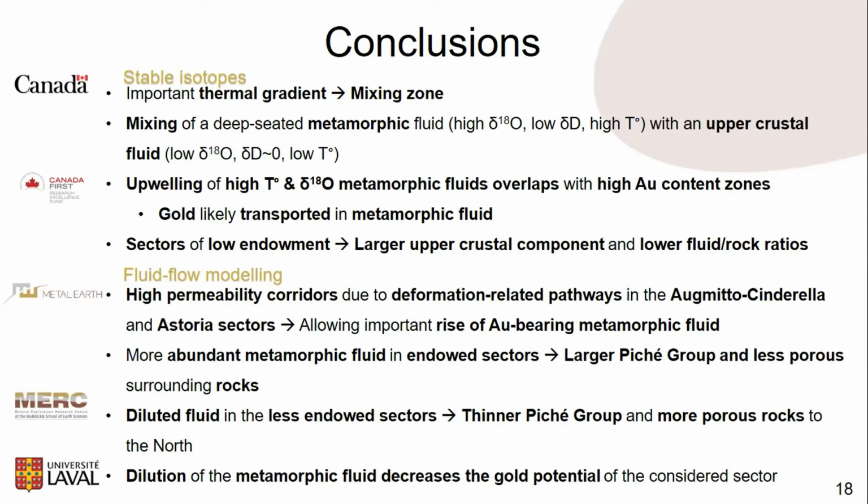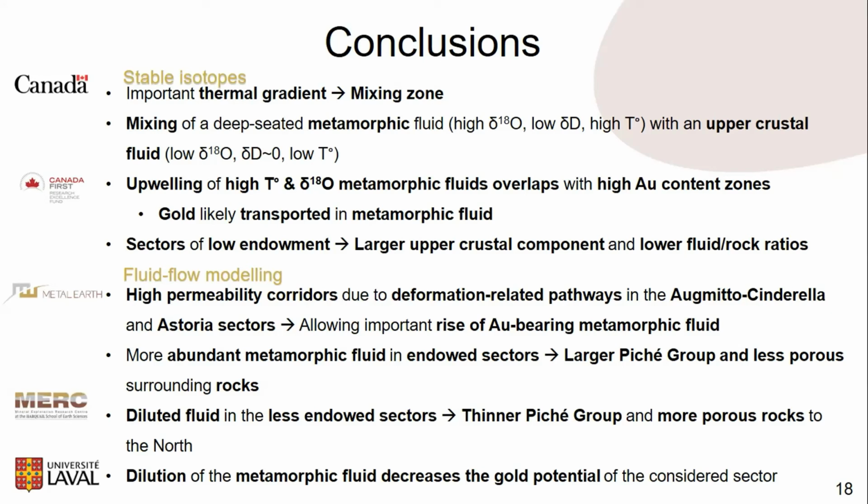From the fluid flow modeling, we noticed high permeability corridors that are probably due to deformation-related pathways in the Augmitto and Cinderella and Astoria sectors, which allowed an important rise of gold-bearing metamorphic fluid.